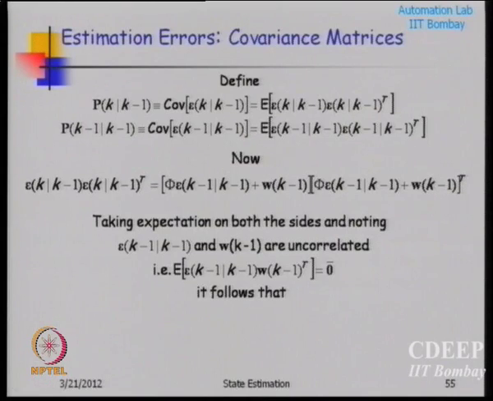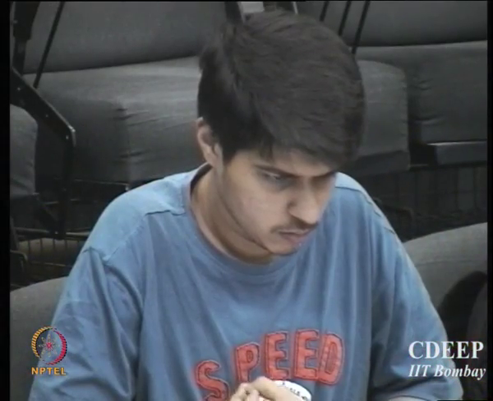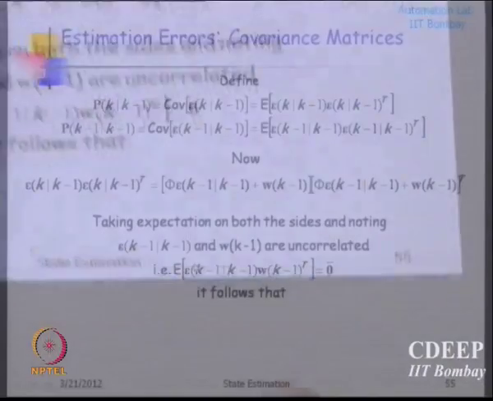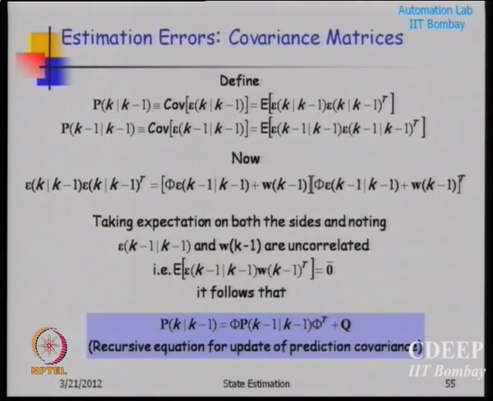Now just think about this. w_{k-1} and the error ε_{k-1|k-1} are not correlated. Just go back and look at the equations, that's why I wanted to have an equation. I cannot keep going back in the slides. If you have the printout, just have a look at the equations. These two, w_{k-1} and ε_{k-1|k-1}, are not correlated. So the expected value of this quantity is 0. And from this you get this recurrence relationship. Okay. Very, very simple derivation.